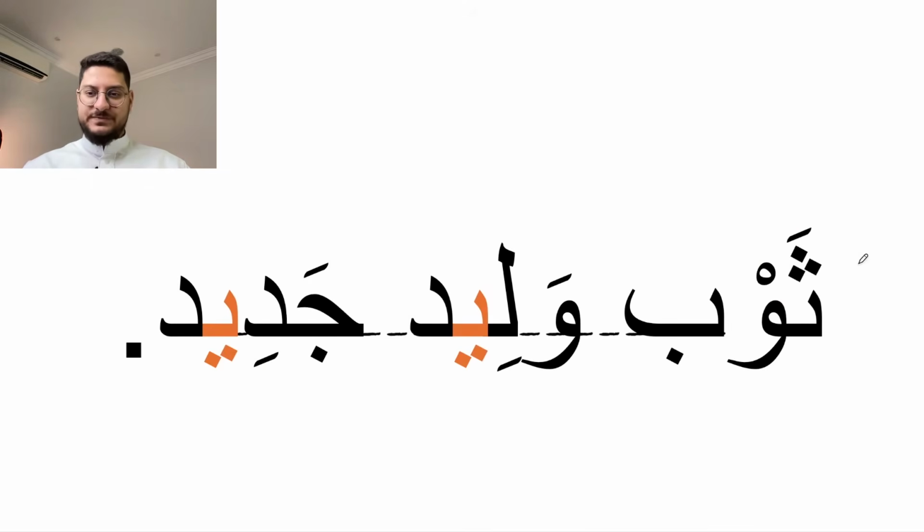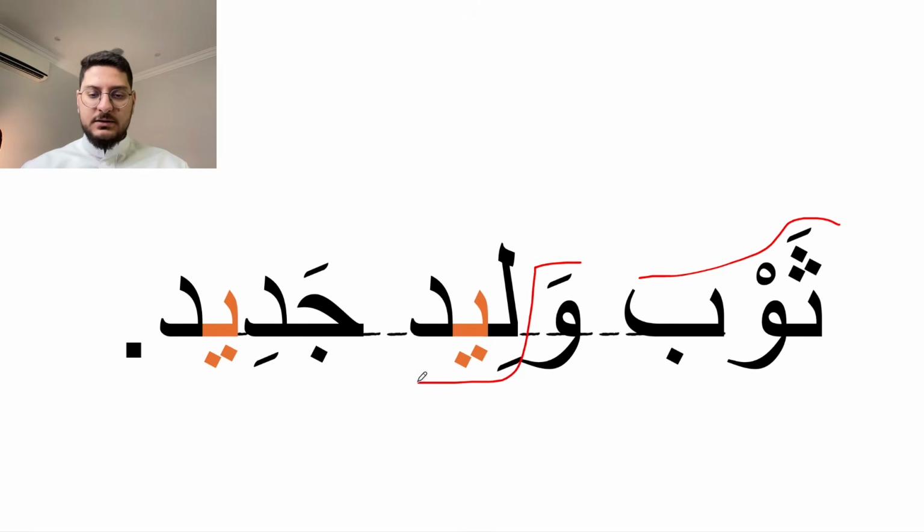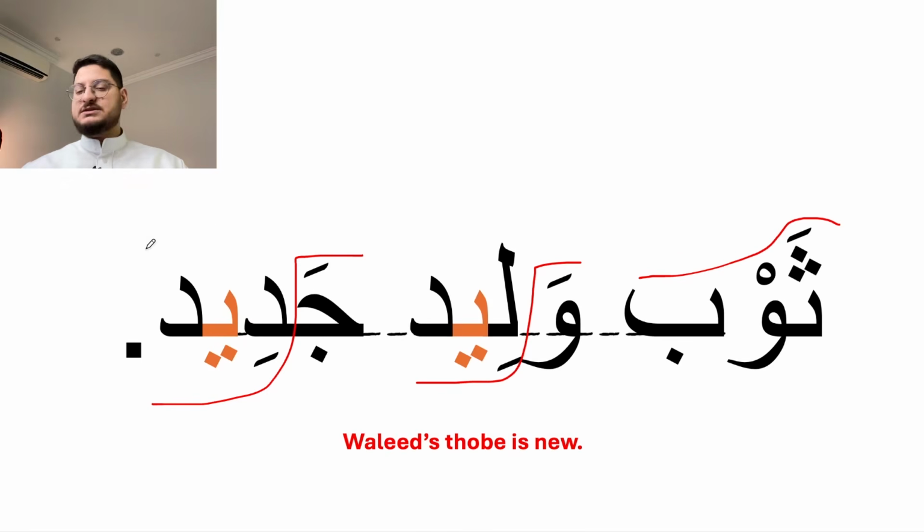Let's look at this one. We have Thawb, and this is a thawb, the thawb that we wear. And then we have Walid, and Walid is the name of a person, a name of a guy. So Thawb Walid would be Walid's thawb. And then Jadid, which means new. Thawb Walid Jadid: Walid's thawb is new.